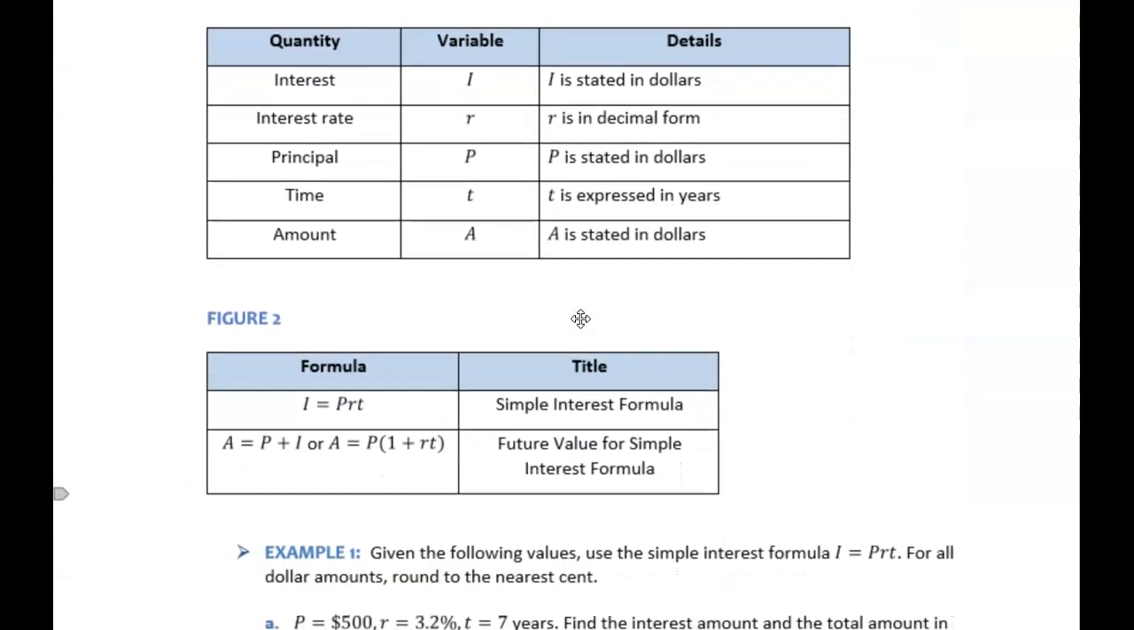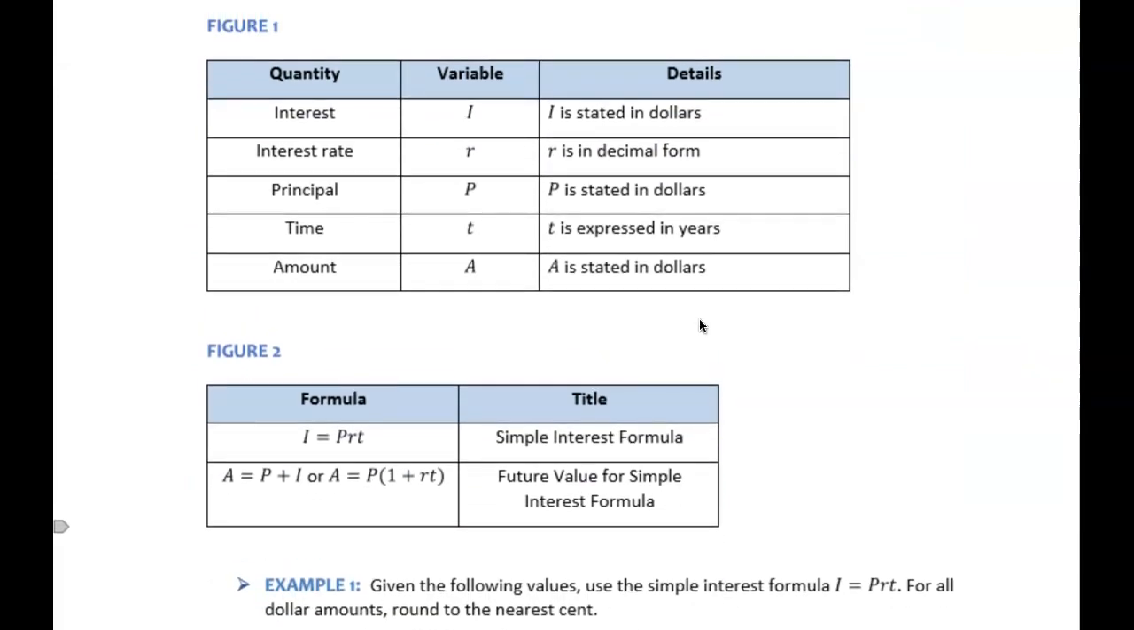So again, this figure 1 shows a lot of that information in a nice table form. Here are the quantities we'll be working with: interest, interest rate, principal, time, and amount. Here are the variables we typically use to represent those. These variables are pretty standard. Any mathematician across the United States, at least, would know what you're talking about when you use these variables.